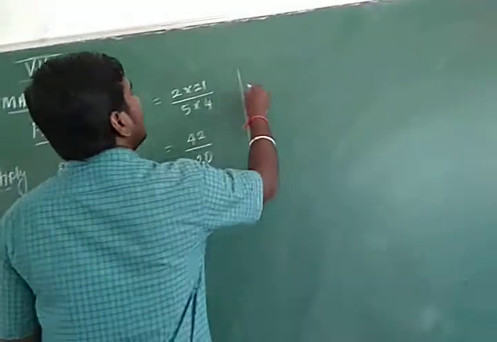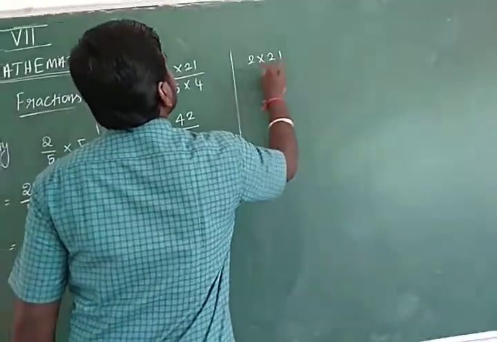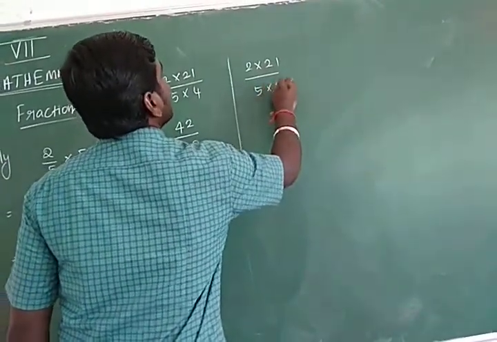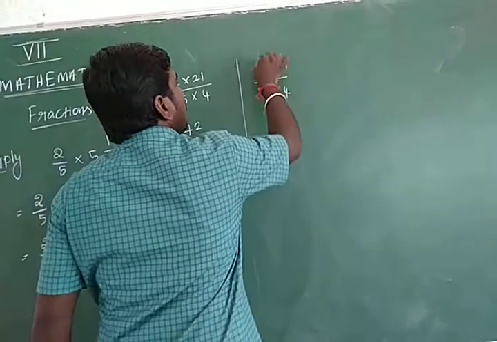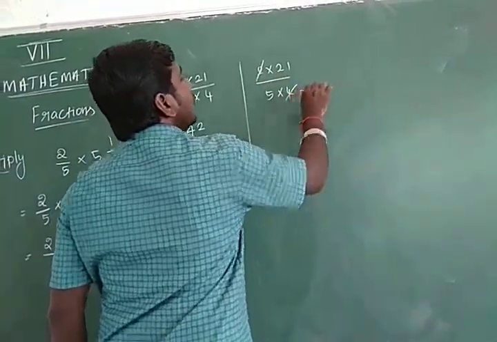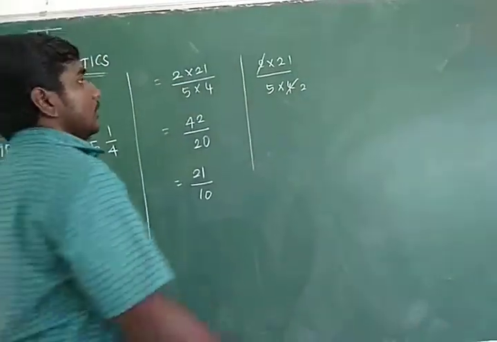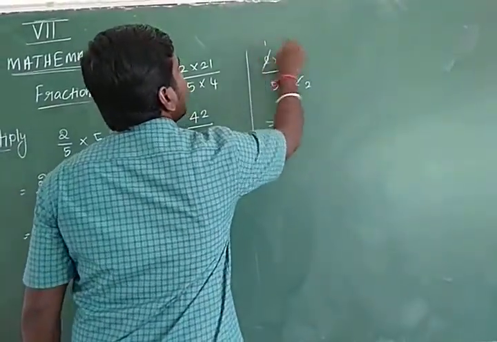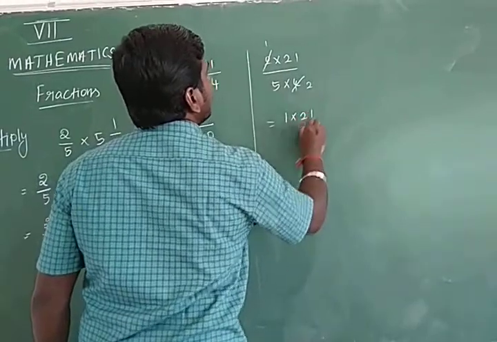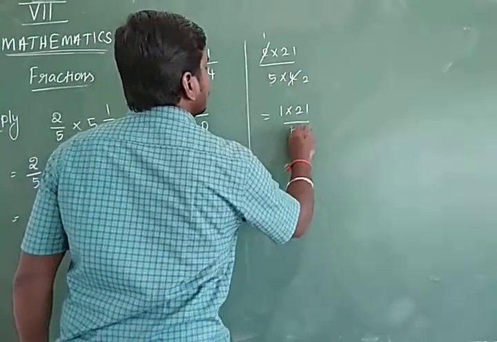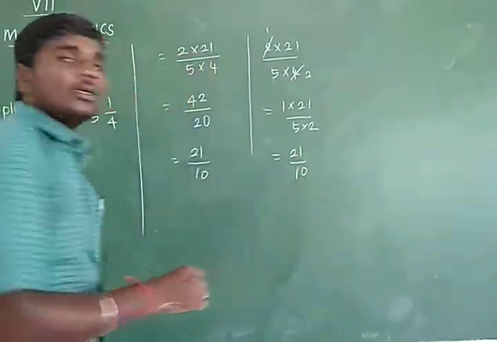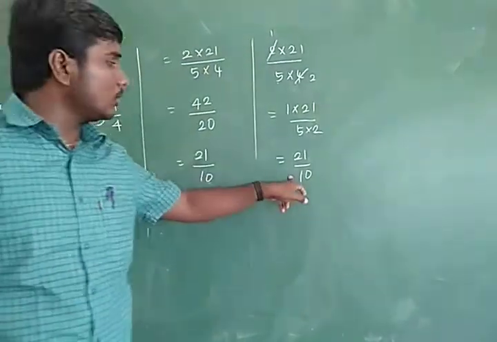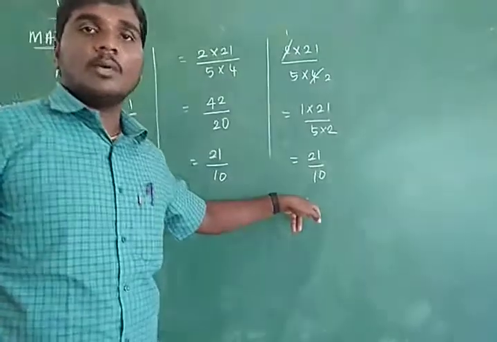Suppose we simplify. 2 into 21 divided by 5 into 4. 1 2 is 2, 2 2s are 4, remaining one is here, 1. So 1 into 21 divided by 5 into 2. So 1 into 21, 21, divided by 5 into 10. Both are the same.